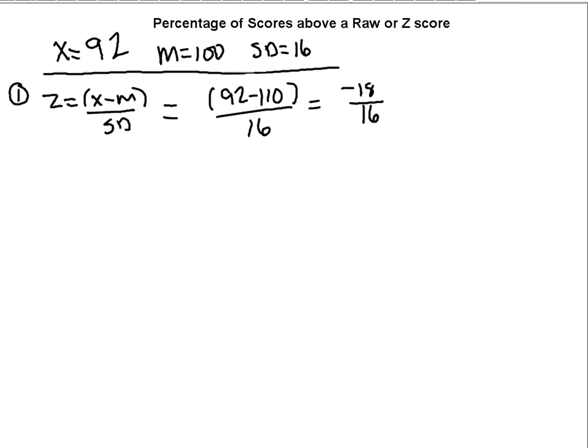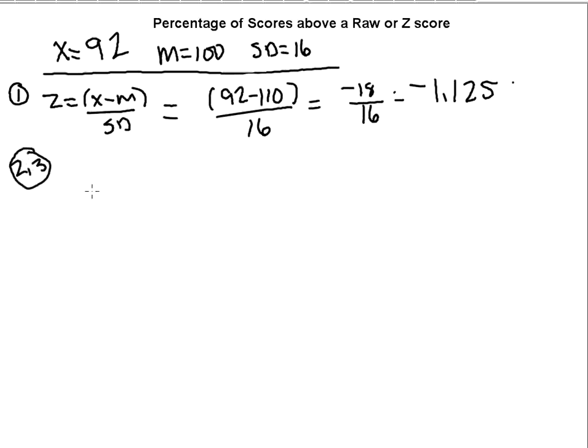And negative 18 divided by 16 equals negative 1.125. We'll call it negative 1.12 when we look at it in the normal curve table, because the normal curve table only goes up through 2 decimal places. All right, steps 2 and 3.